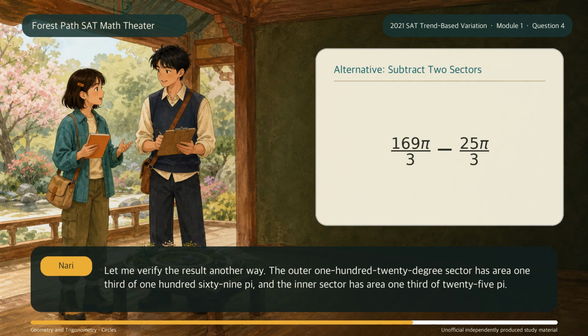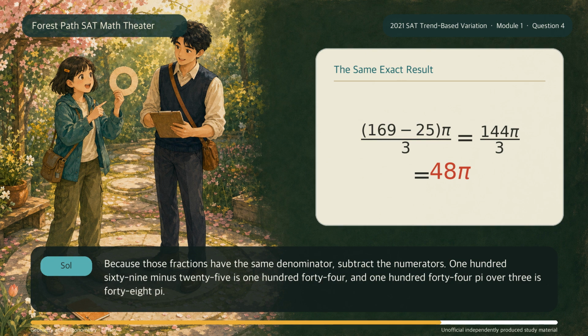Let me verify the result another way. The outer 120-degree sector has area 1/3 of 169 pi, and the inner sector has area 1/3 of 25 pi. Because those fractions have the same denominator, subtract the numerators. 169 minus 25 is 144, and 144 pi over 3 is 48 pi.